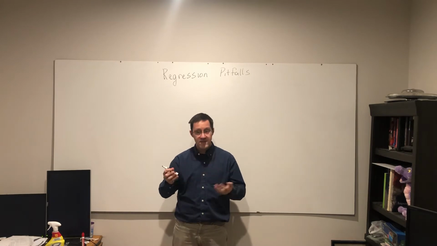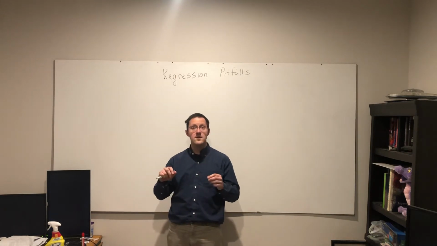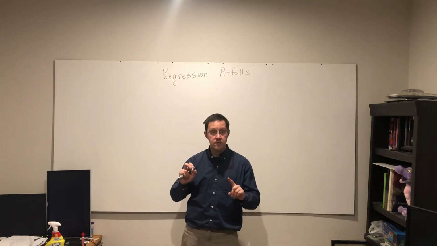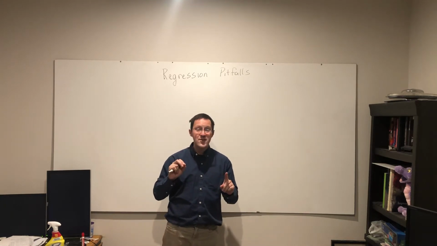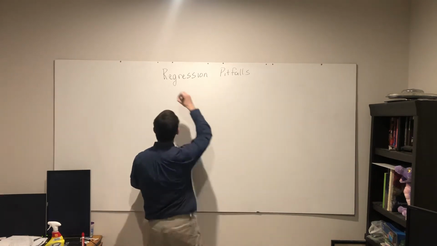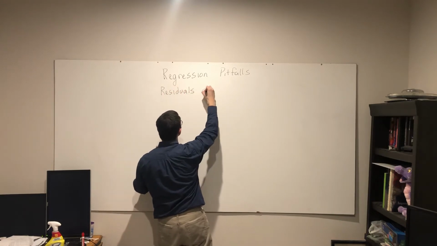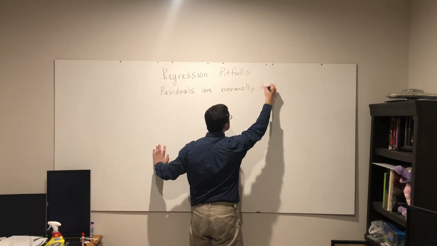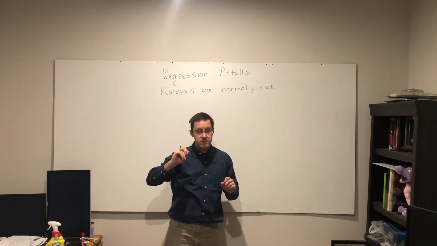And the first way that this inference process can break down is that it's actually making some assumptions about the data that may or may not be true. So the first assumption is actually about the residuals. It is assuming the residuals follow a normal distribution.